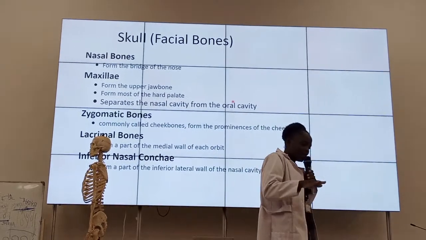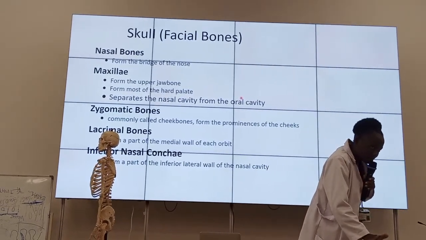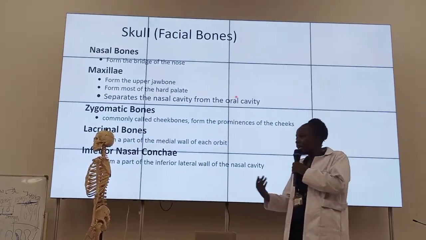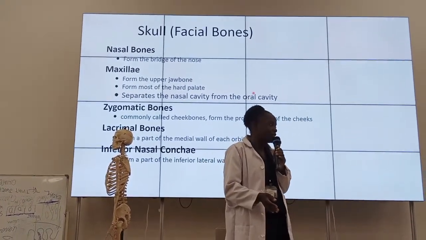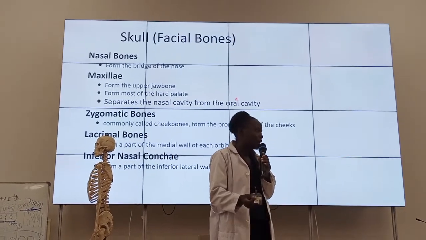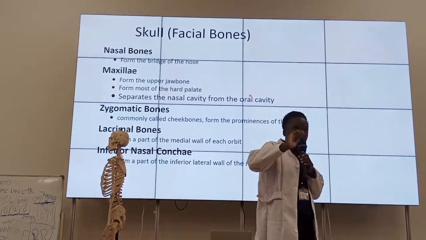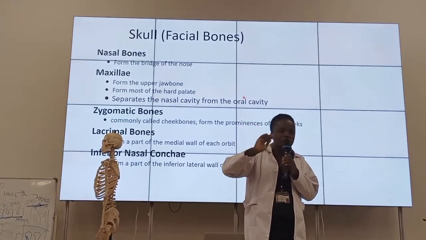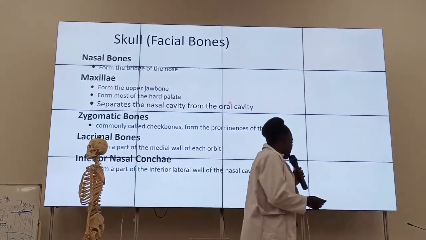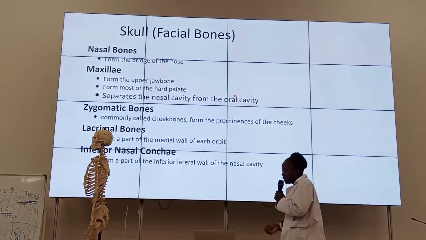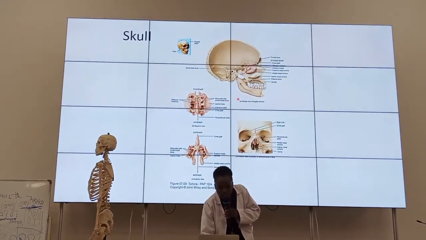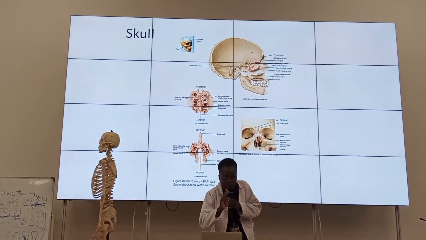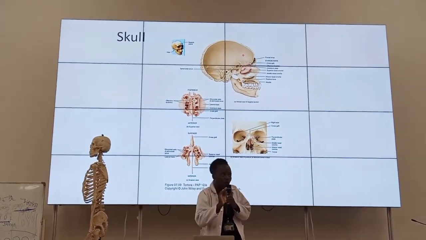Inferior, meaning they are located down, right? Nasal, what does that tell us? The nasal cavity, right? Conchae. A concha is a shelf-like structure. Is that clear? Now, they are paired bones. There's one on the right, one on the left.